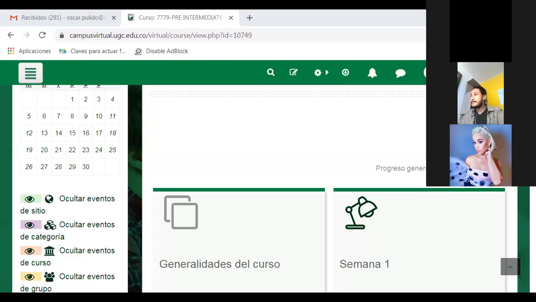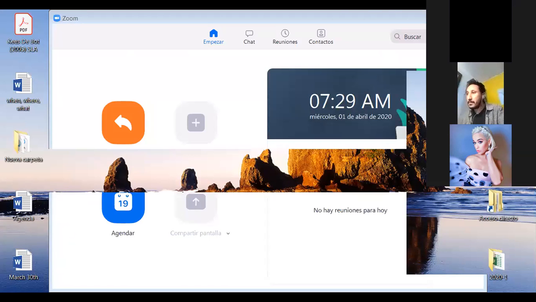More or less, Kat? Yes, teacher, I see you. Okay, I'm going to start sharing the screen because, in case you don't have campusvirtual.ugc.edu.co, I'm going to show you on the screen, because this is important for English pre-intermediate, but also for all the subjects in these weeks. So let me share the screen for a second. There it is. Can you see it? Well, I hope you do. Yes, teacher. All right.